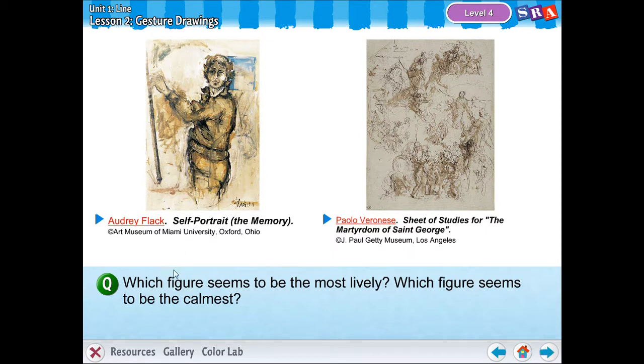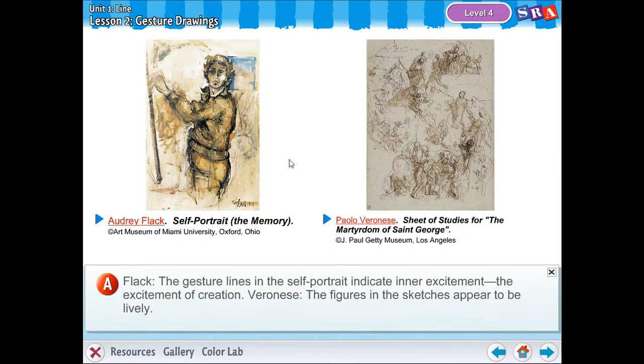And which figure seems to be the most lively? The one that is the most lively is this one because there's lots of movement. This one right here, I don't know. She just kind of looks like she's standing there.